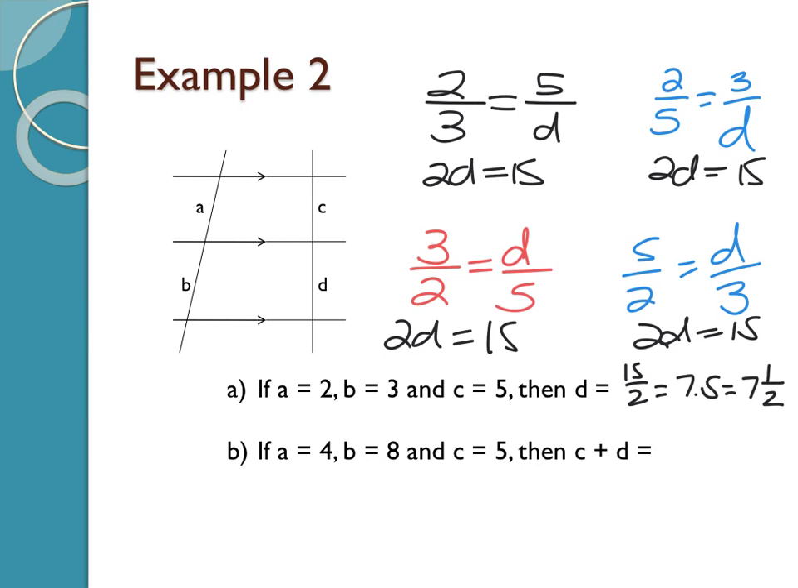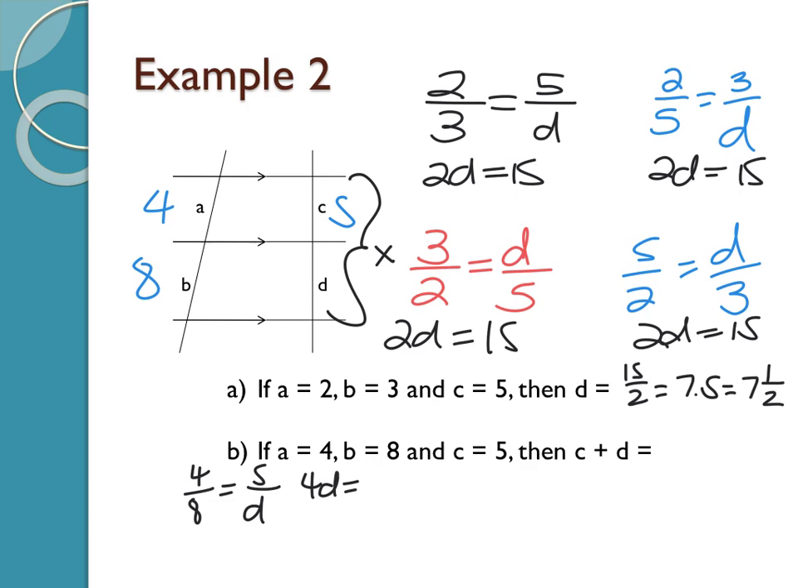Okay, so then B says if A is 4, B is 8, C is 5, and you're looking for C plus D. So what's one way to do it, Nick? 4 over 8 equals 5 over D. And then what you'd have to do at the end? Cross multiply and then add C and D. Good. So I could do 4 over 8 equals 5 over D and then cross multiply, and then I'd add C and D, so 5 plus 10 is 15.